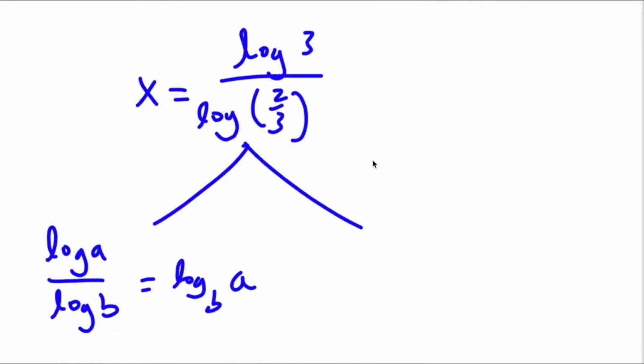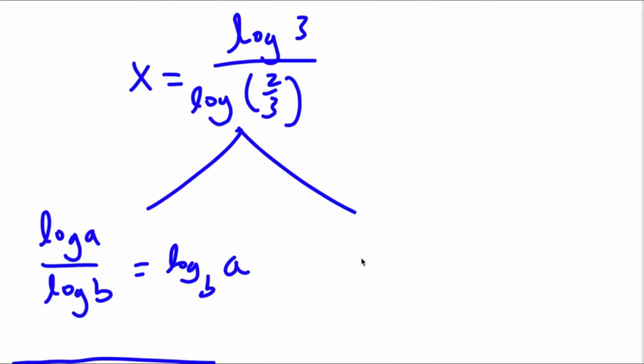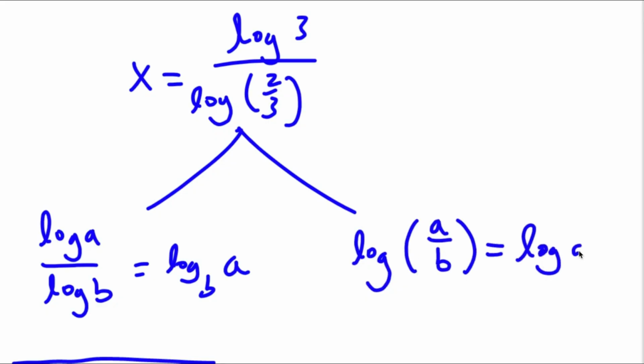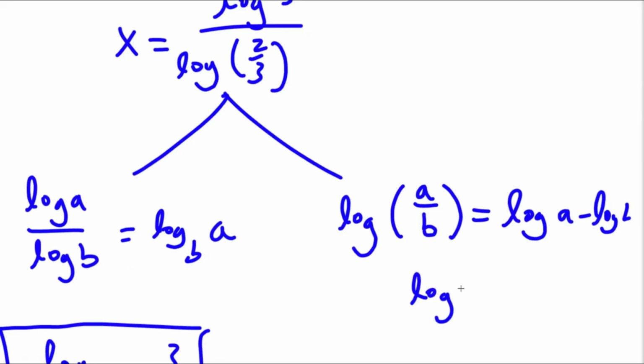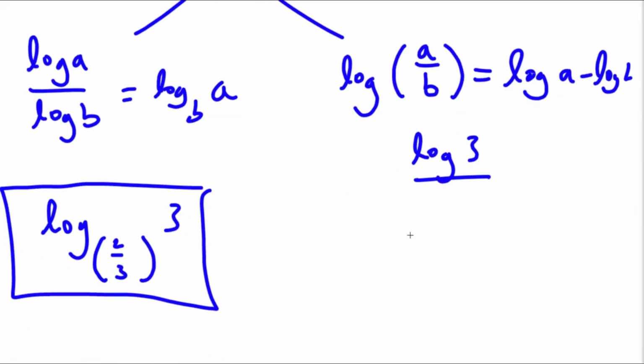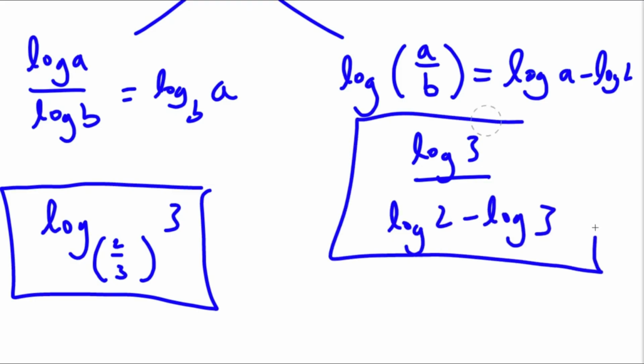So this is one way of writing this. Now, another way is if I have something in the form log a over b, this would equal log a minus log b. So log 2 over 3 is going to equal log 2 minus log 3. So this is another way of writing this.